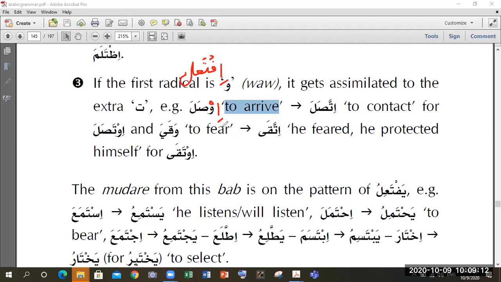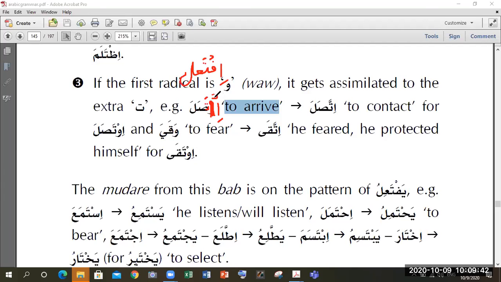And after giving sukoon, we add one ta before the sad. Now read it. How will you read it? You can't, because this waw is taking sukoon. So we remove this whole waw and we add one ta here. We replace this waw with one ta.